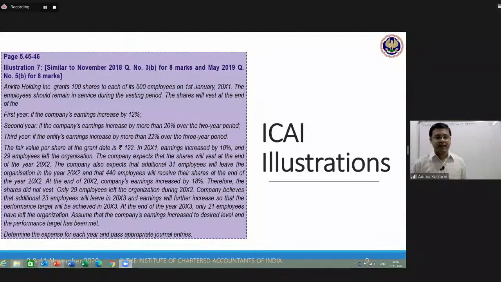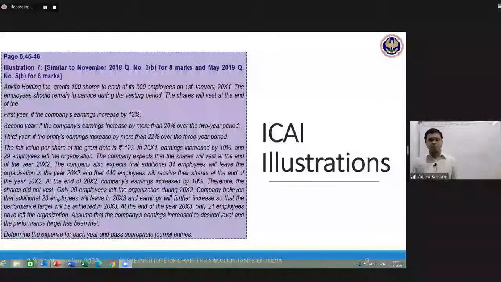The shares will vest at the end of the third year if the entity's earnings increase by more than 22% over the 3-year period. So at the end of the second year, if you notice that the 20% earnings increase has not been met, then you will again enhance your estimate and say that it is likely that we will meet the requirement in the third year. So therefore, your vesting period changes, estimate changes, you will have to do the accounting as a catch-up adjustment in the subsequent period. All right, next.